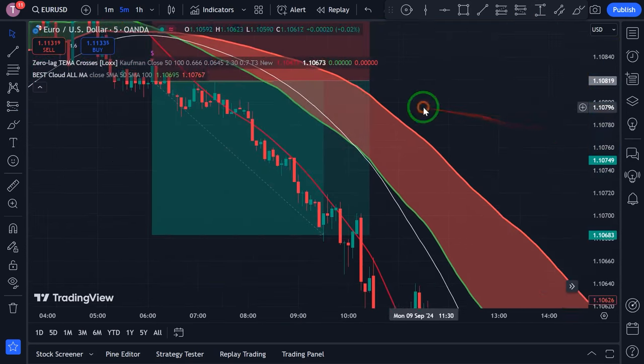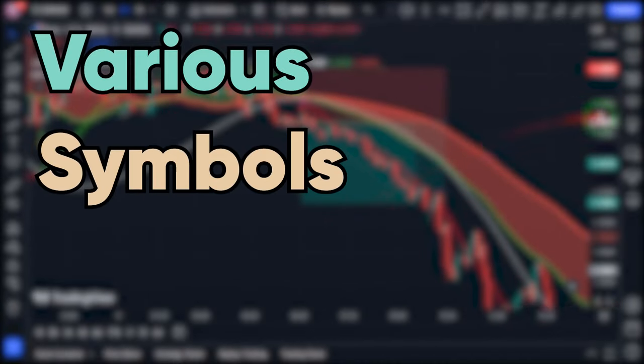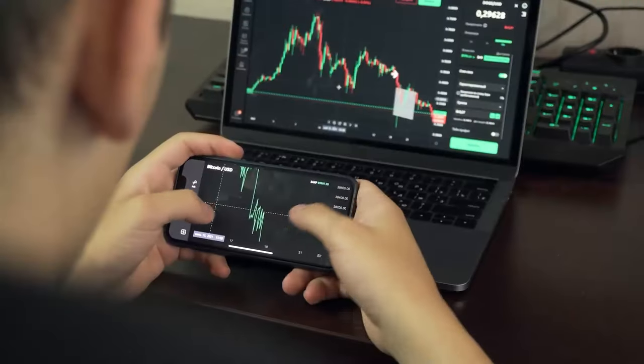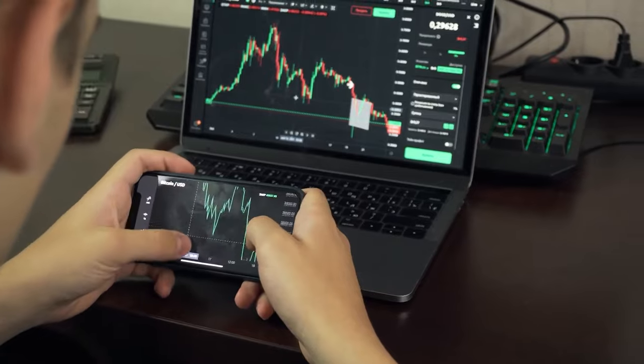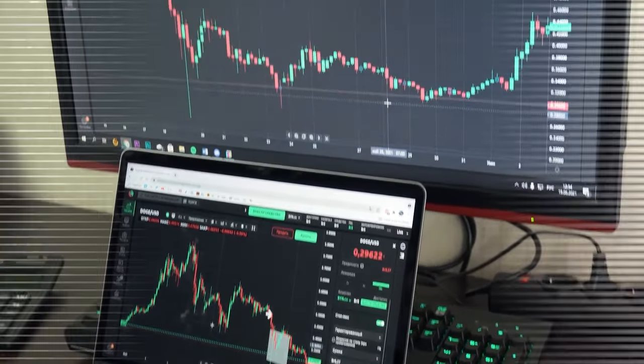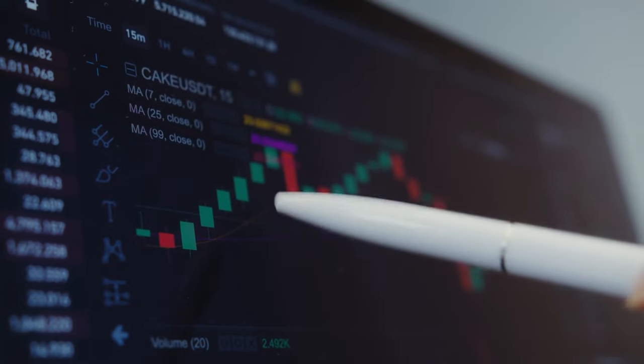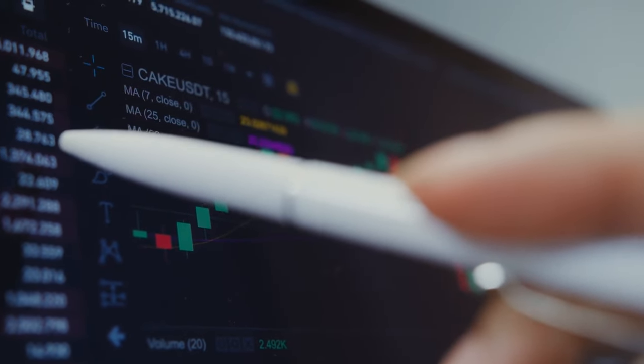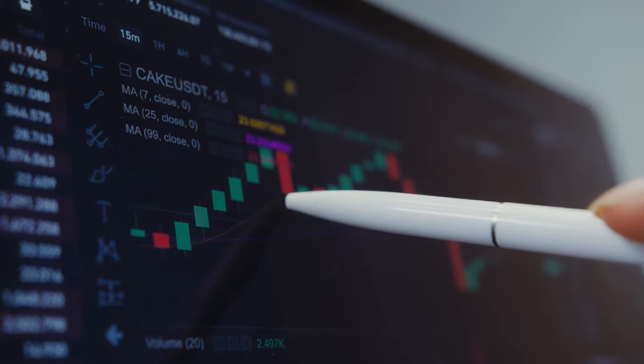You can now test this strategy on various symbols and time frames. Every strategy may perform differently in different markets, so testing and proper adjustments are key. You can use this strategy as a foundation for your trades and increase your win rate by optimizing and personalizing it.